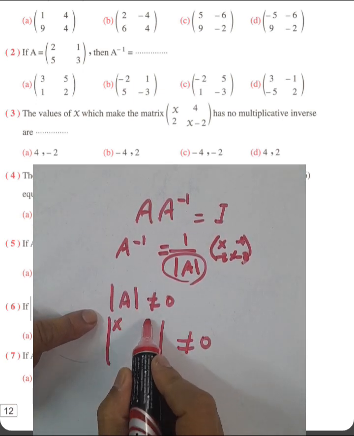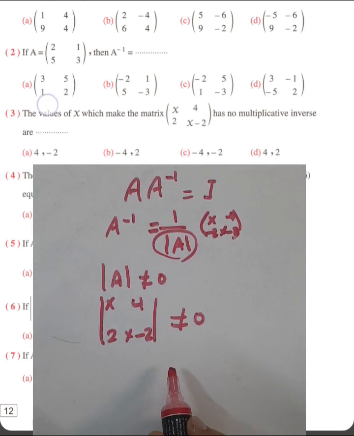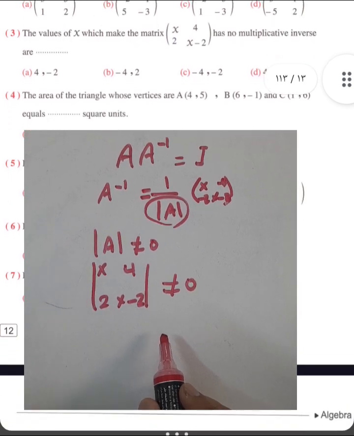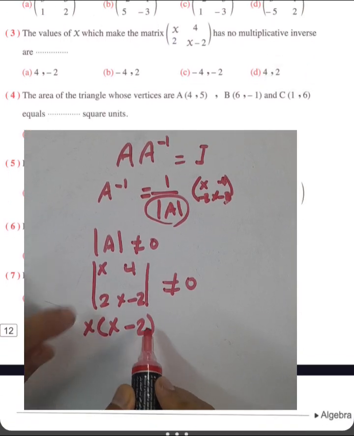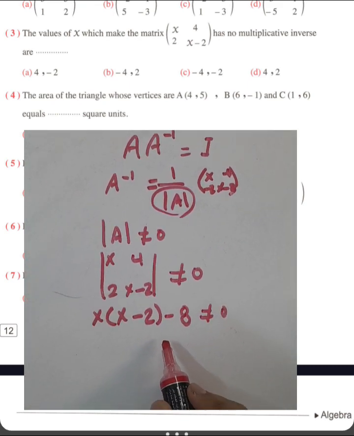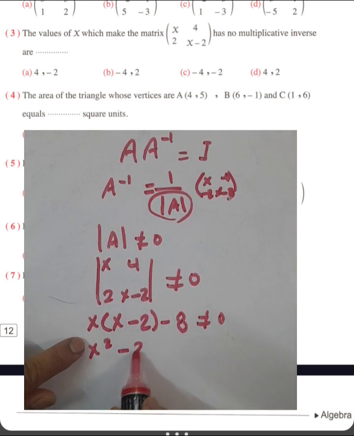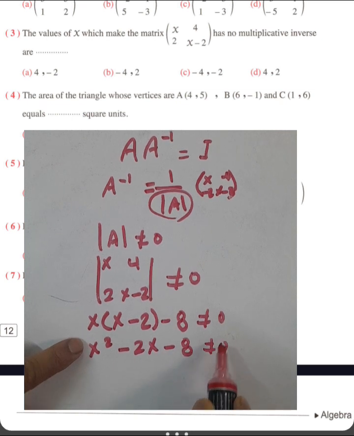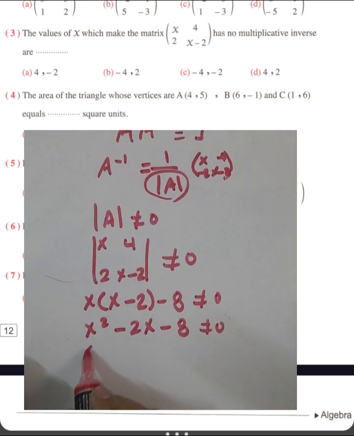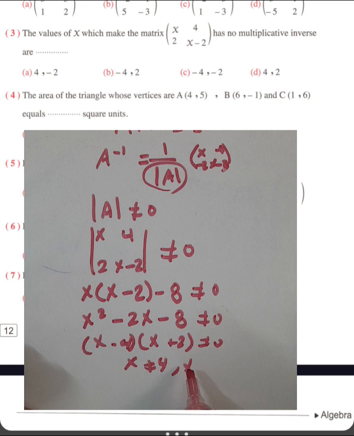We have x, 4, 2 and x minus 2, and then you can find the result by multiplying x and x minus 2, subtract 2 times 4 equals 8. The result will not equal 0. And here we can write x times x equals x squared, x times negative 2 is negative 2x, minus 8 not equal 0. And then you can factorize this expression. X times x equals x squared, 2 times 4 equals 8, and write negative here and positive here. Then x will not equal negative 4 and x will not equal negative 2.